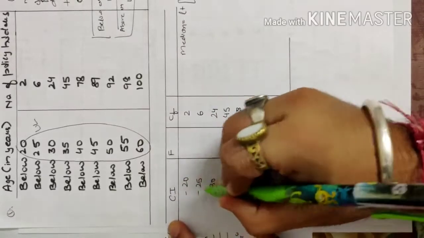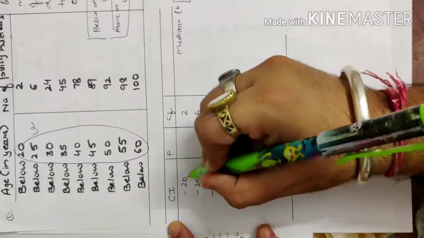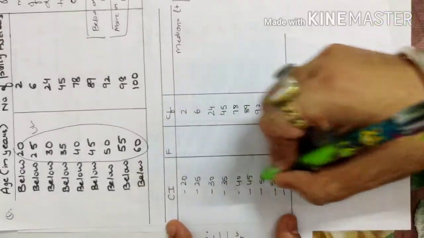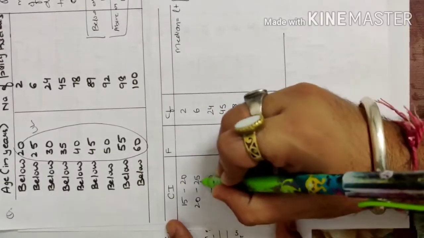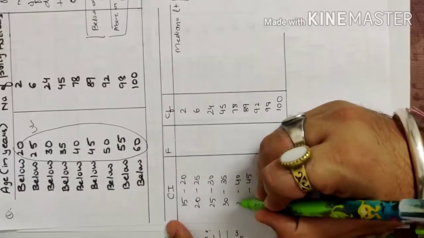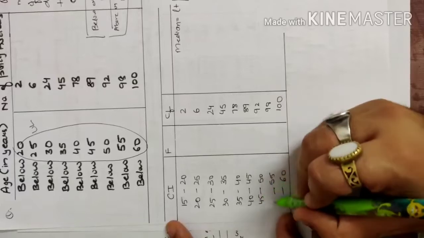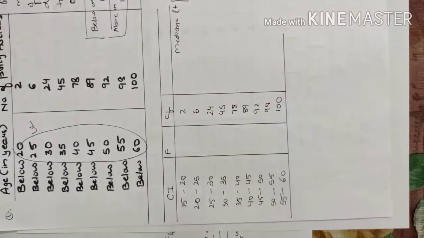Before we start with the marking of the lower limits, we need to see what is the difference between the limits: 20, 25, then 25 to 30, that is 5. सभी में 5 का difference है, 5 reduce कर दिया, this will be 15 to 20, 20 to 25, 25 to 30, subtracting 5 from each, you'll get 35 to 40, 40 to 45, 45 to 50, 50 to 55, 55 to 60. So basically this is the class interval that you have obtained.